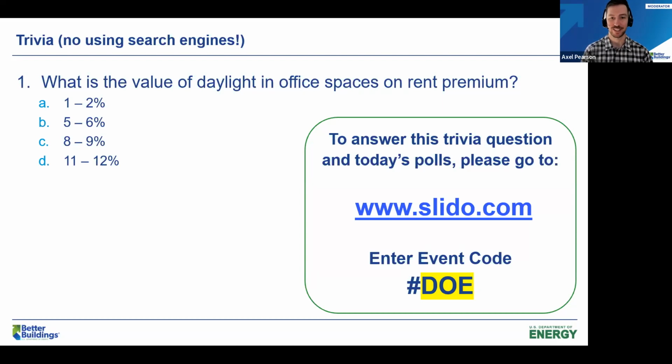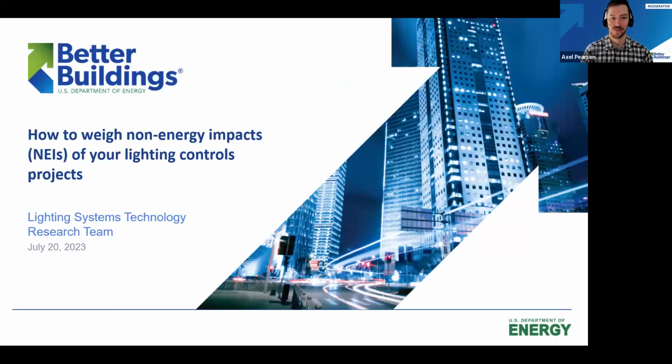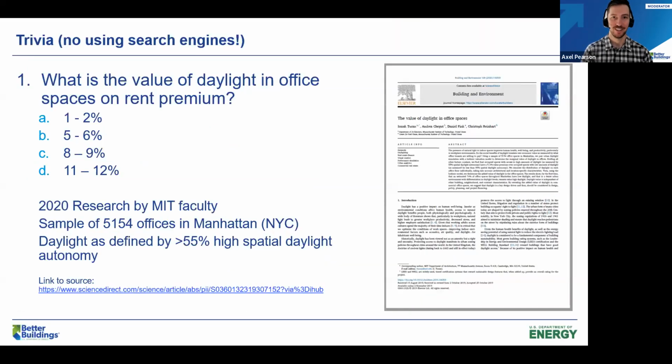Okay, let's go to the next slide. Oh, there's the title slide. Okay, one more. If you joined in time to answer our trivia question and join Slido, the answer is one click. There it is. Answer is B, 5 to 6%. And this comes from research at MIT. They sampled about 5,000 offices in Manhattan and New York City.